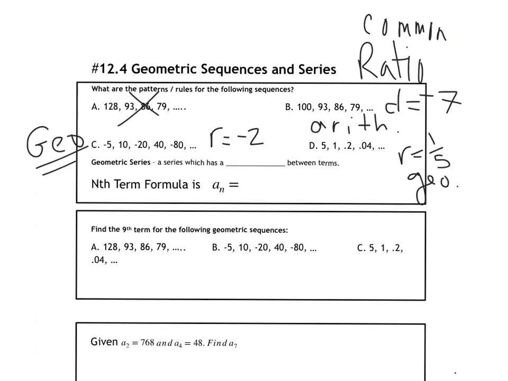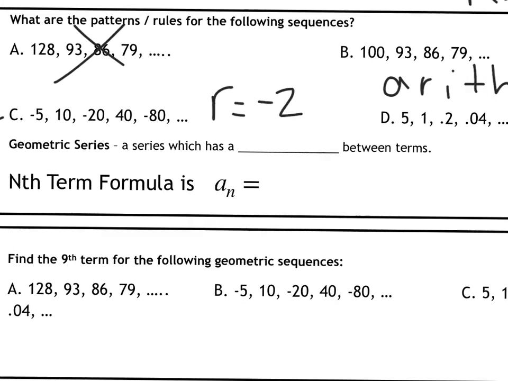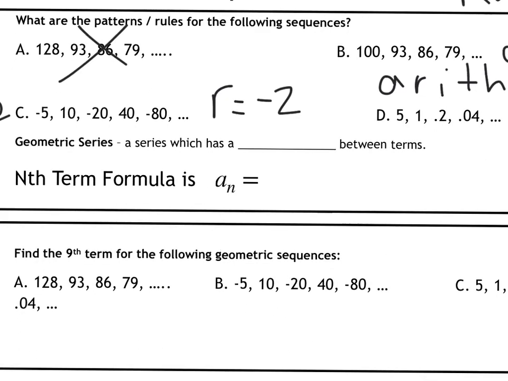Okay? So a geometric series is a series which has a, I'll blow this up for you a little bit, common ratio. Common ratio. And if there is a common ratio, then our formula is a sub 1 times the ratio to the n minus 1. Okay, we're going to use that formula quite a bit.